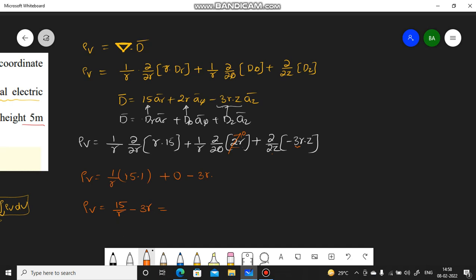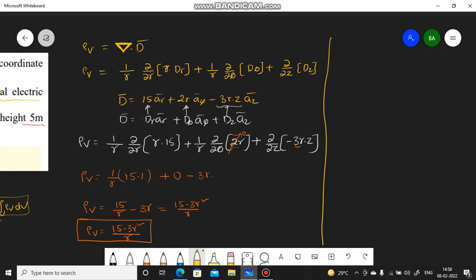If we take the LCM here, that is r, it is 15 minus 3r square, all by r. So we got rho v now. Now by using this rho v, calculate the electric flux. Electric flux, or the charge enclosed by the closed surface, is equal to the volume integration, or triple integration, of rho v dv.